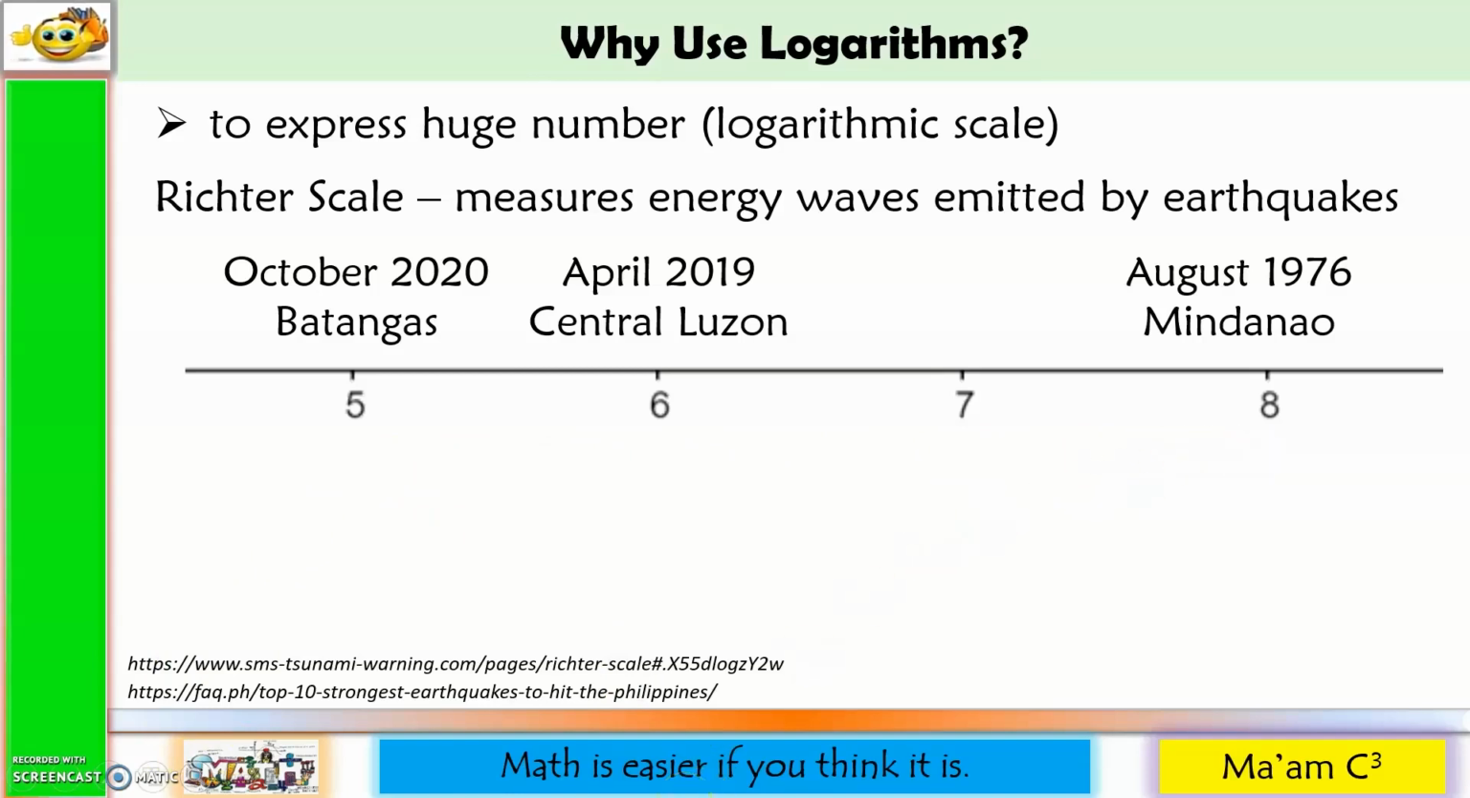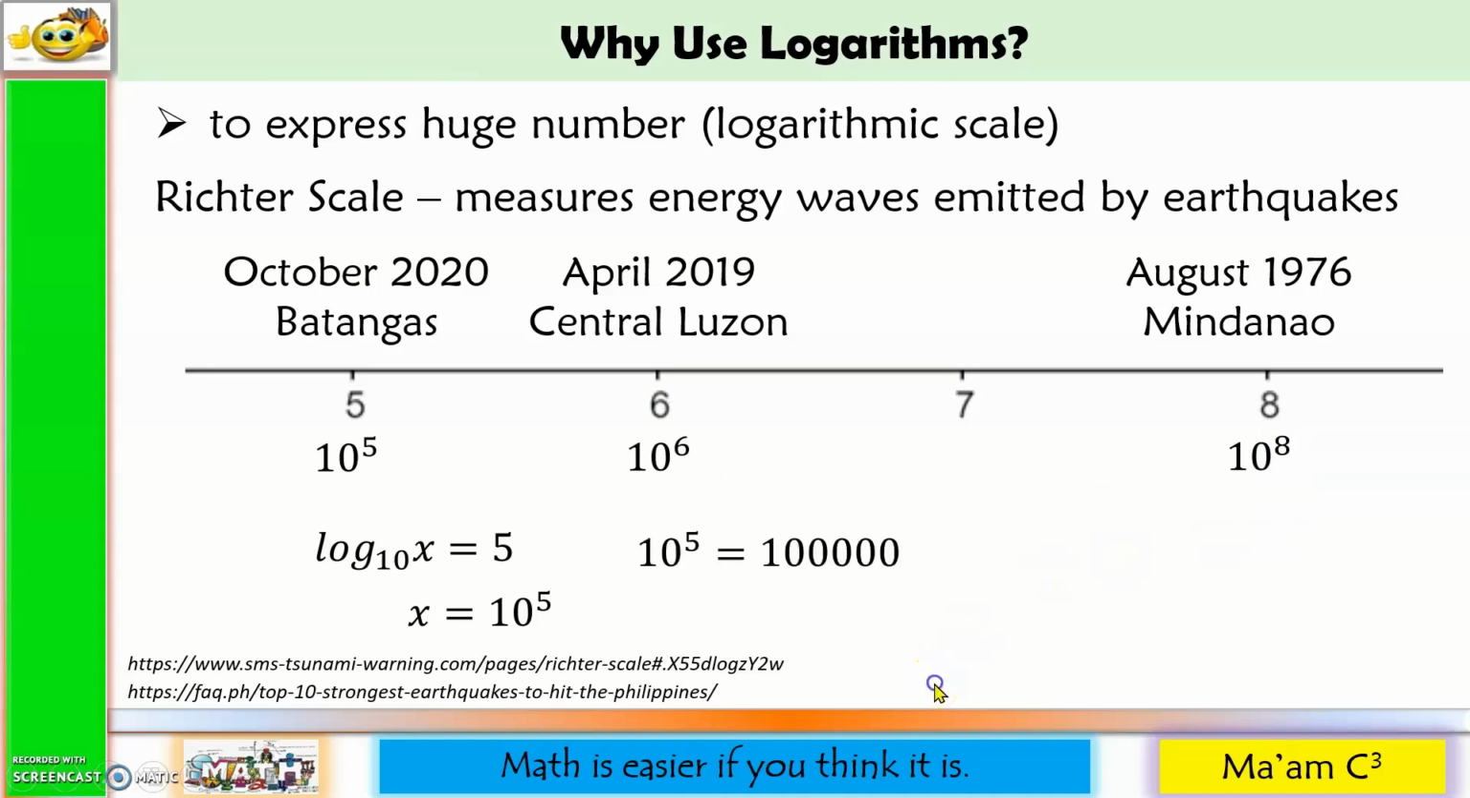Since the Richter scale uses a base 10 logarithm, 5 here means that this is equal to the logarithm of x to the base 10. To solve for x, let us convert this into exponential form. So we have 10 raised to 5 is equal to x. This means that 5 here is actually equal to 10 raised to 5. It follows that this is 10 raised to 6 and this one is 10 raised to 8.